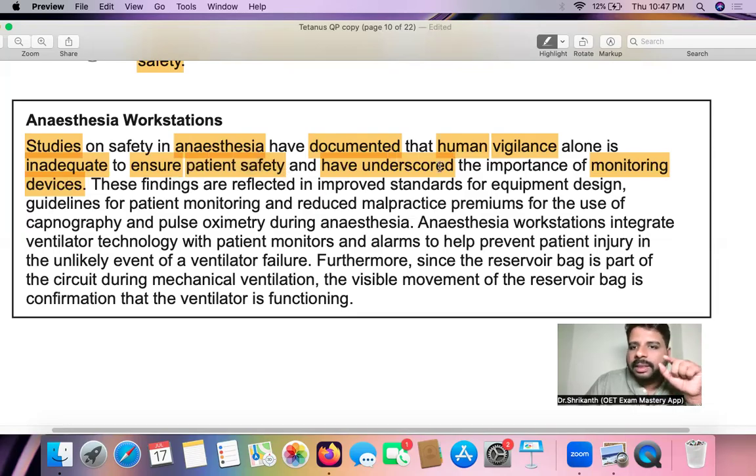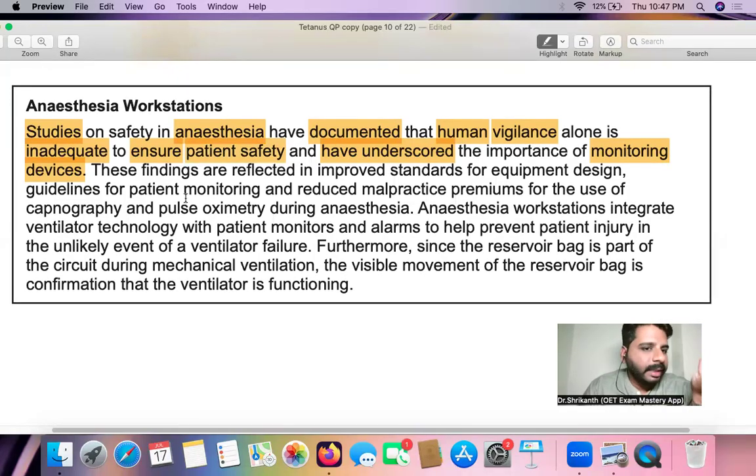So for this you need to understand the meaning of vigilance, the meaning of studies, and the meaning of underscored. That vocabulary skill you need to develop. Now let's come to the second sentence. These findings means results. When you do research or an experiment, you will get some results, right? That is what we call findings. These findings are reflected in improved standards for equipment design, guidelines for patient monitoring, and reduced malpractice premiums for the use of capnography and pulse oximetry during anesthesia.